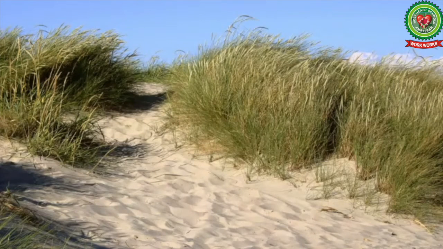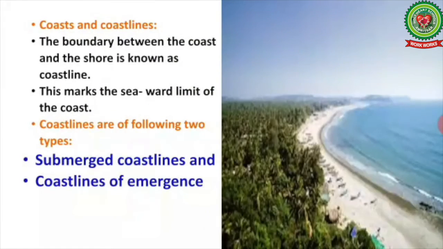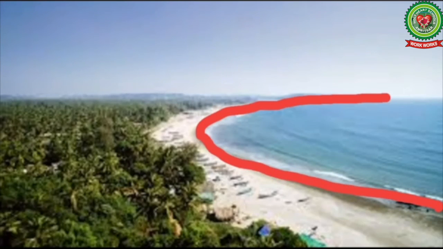In order to stabilize the sand dunes and to save the harbour from their encroachment, grass is grown on the coast. The roots of the grass hold the particles of the sand and check the onward march of the dunes. The boundary between the coast and the shore is known as coastline.